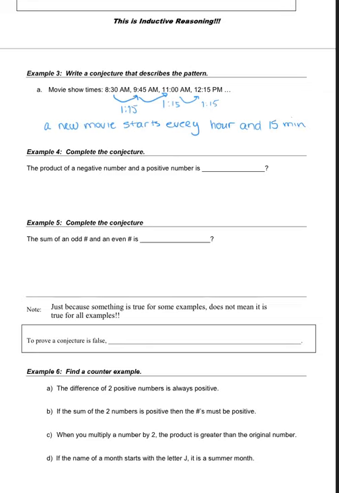Okay, sometimes this isn't quite as easily done. So look at example 4. The product of a negative number and a positive number is blank. Well, we're probably going to have to look at some examples of a negative number times a positive number. So for instance, negative 1 times 3 is negative 3. Negative 2 times 4 is negative 8. Negative 5 times 5 is negative 25. So if I look at these, think about what each of those have in common. Okay, hopefully you realize that each one of those is negative.